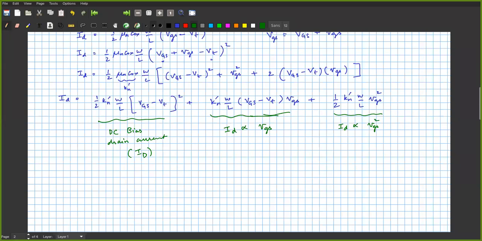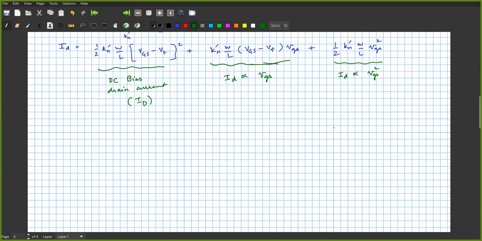So this current equation, you can write it like this: ID is equal to, see, this capital ID, the first term, is actually a constant, right? So I'll write constant 1, plus the second term, Kn prime W by L into VGS minus VT, that is also a constant, right? So I can write it as constant 2 into vgs, plus the third term, again half Kn prime into W by L is a constant. So I'll write it as constant 3 into vgs square.